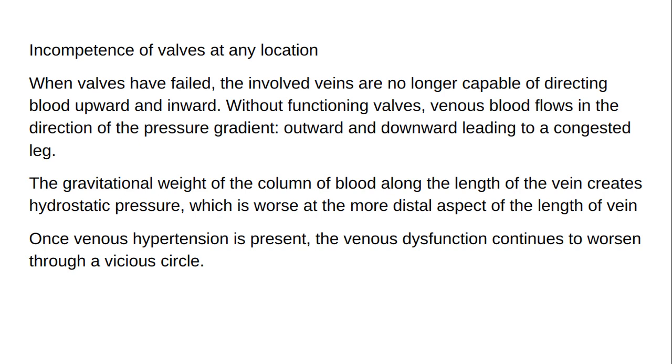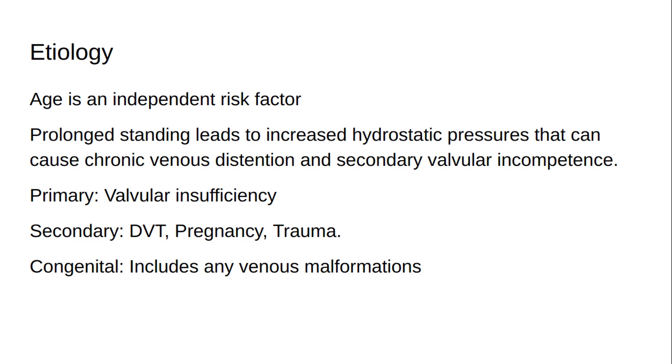The gravitational weight of the column of blood along the length of the vein creates hydrostatic pressure, which is worse at the more distal aspect of the length of the vein. Once venous hypertension is present, the venous dysfunction continues to worsen through a vicious circle. The etiology of varicose veins can be subdivided into three categories: primary, secondary, and congenital.